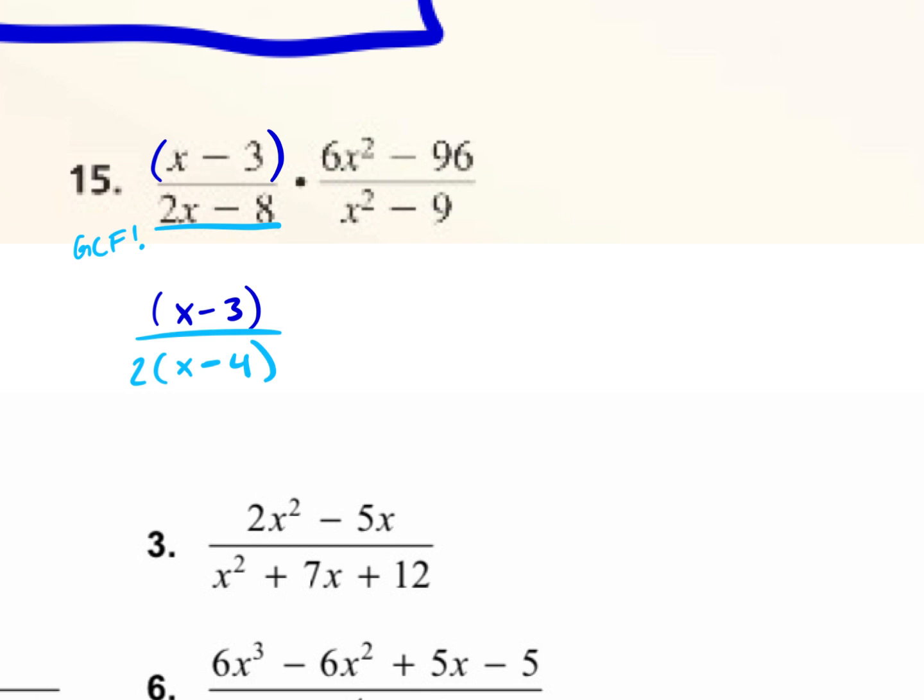What would we do for the top here? Take out a 6. What are we left with when we divide out a 6? x squared minus 16. Can I factor x squared minus 16? How? It's the difference of squares. Awesome. So x plus 4 and x minus 4. So this factors into 6 times x plus 4 times x minus 4.